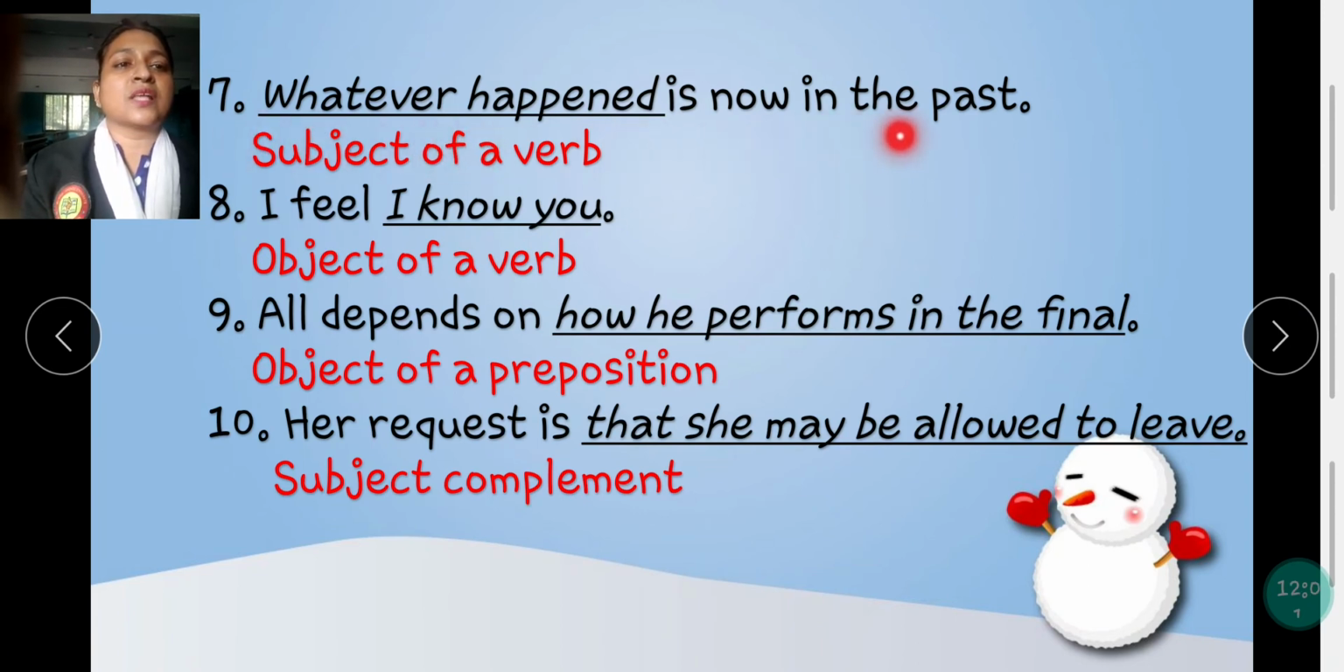Whatever happened is now in the past. Now whatever happened is subject of a verb. I feel I know you. That is object of a verb. All depends on how he performs in the final. So how he performs in the final is object of a preposition. Her request is that she may be allowed to leave. That she may be allowed to leave is subject complement.